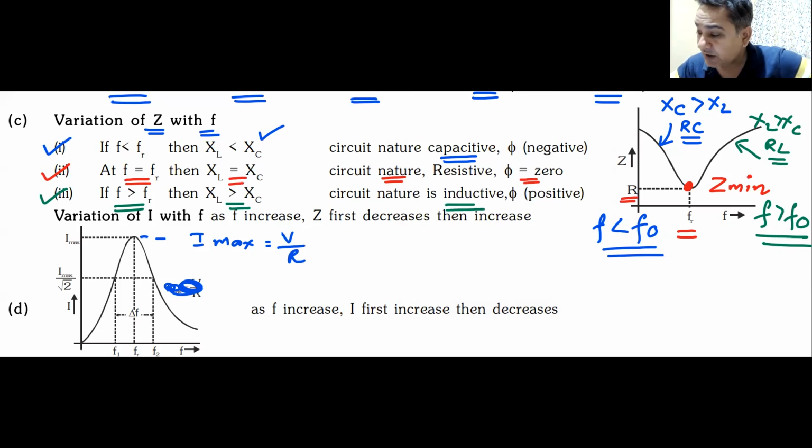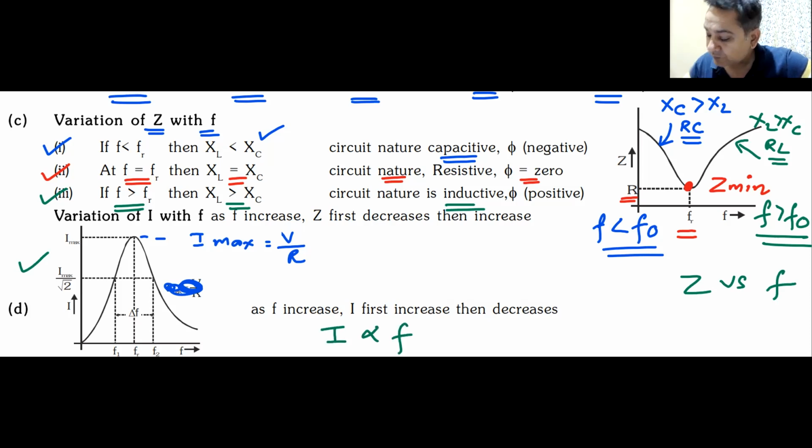This is the graph of Z versus F, and here is the graph of I versus F. The graph is always upside down. Current first increases, reaches maximum. The maximum value of current is V by R. You must remember this.